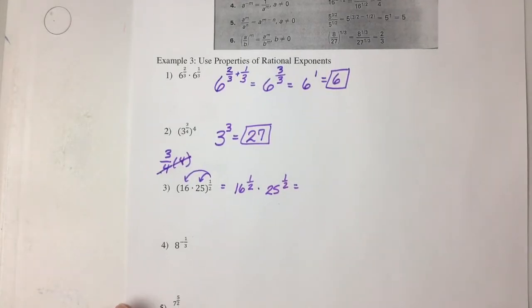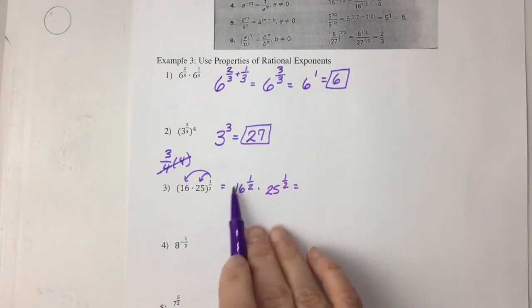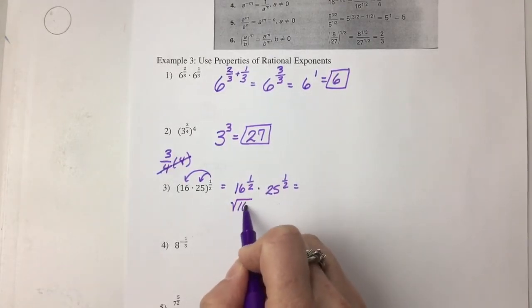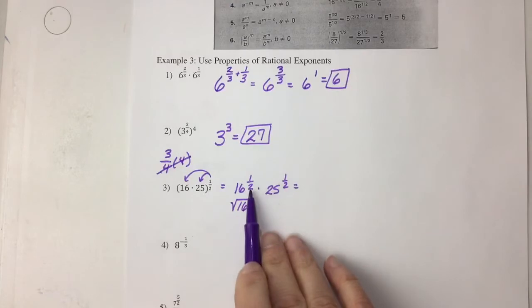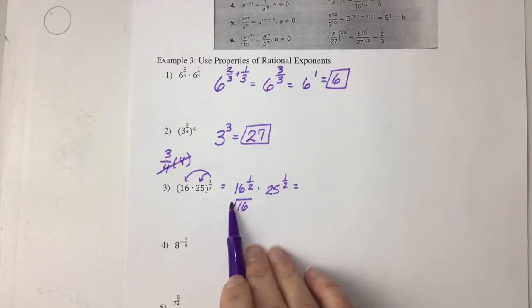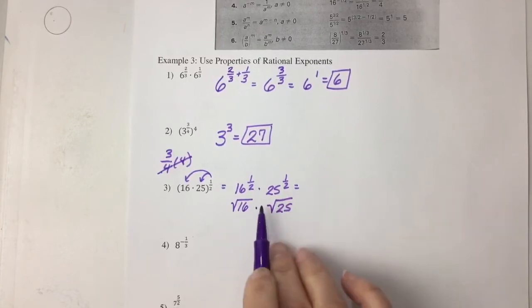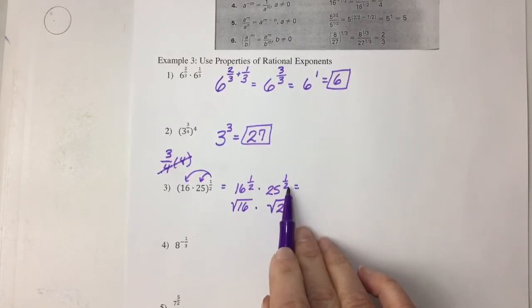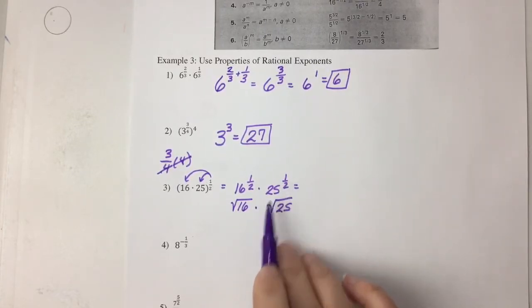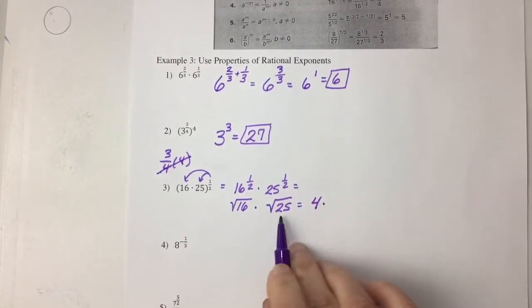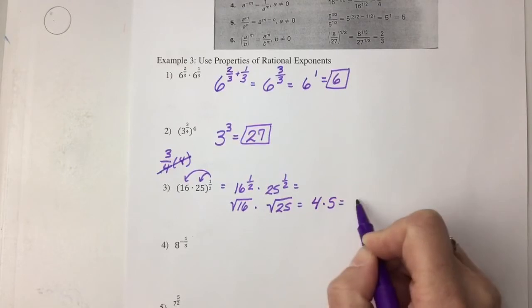Now from our last section, if you have 16 to the 1/2 power, remember that's the square root of 16, because 2 would be an index, so it's a square root. 25 goes underneath the radical. The denominator is a 2, so that's a normal square root. Square root of 16 is 4. Square root of 25 is 5. 4 times 5 is 20.